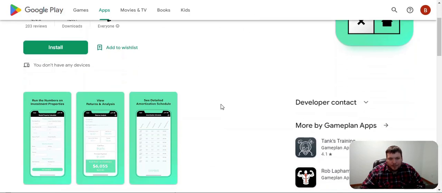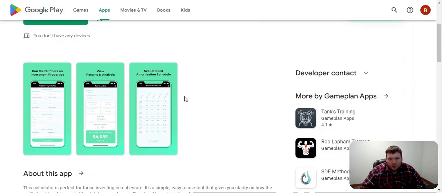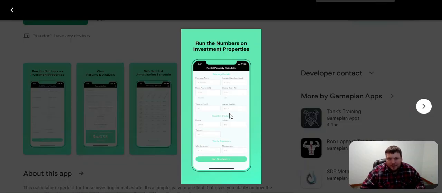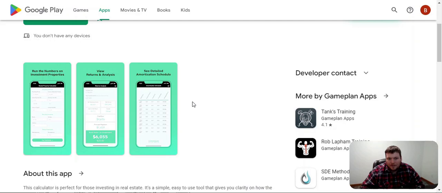Let's see if I can get it pulled up here. So this is what I use if I'm on the road, like if you're walking a rental property, I don't have my laptop with me. Should probably start bringing it, arguably, but I just pull out my phone. It has all the same information that the calculator we just went through has, except it's in a phone app format, so it's super easy to use.